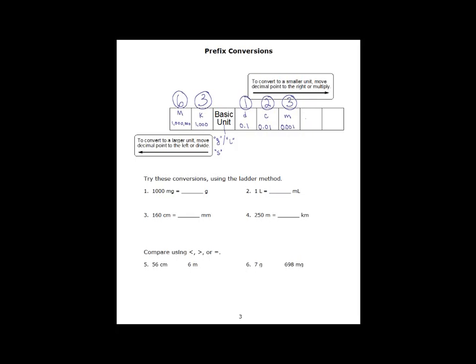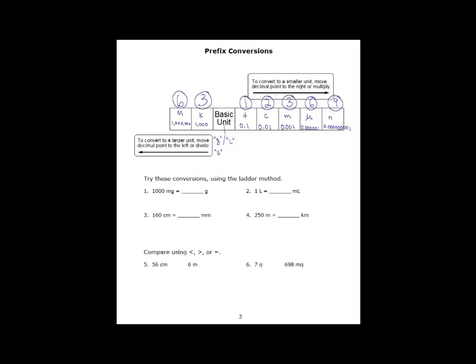Micro, remember it's that U with the tail. You can move it 6 to the right. And then nano, lowercase n. It's hard to fit that all in. 2, 4, 6, 8. Right, that's going to be 9 to the right.